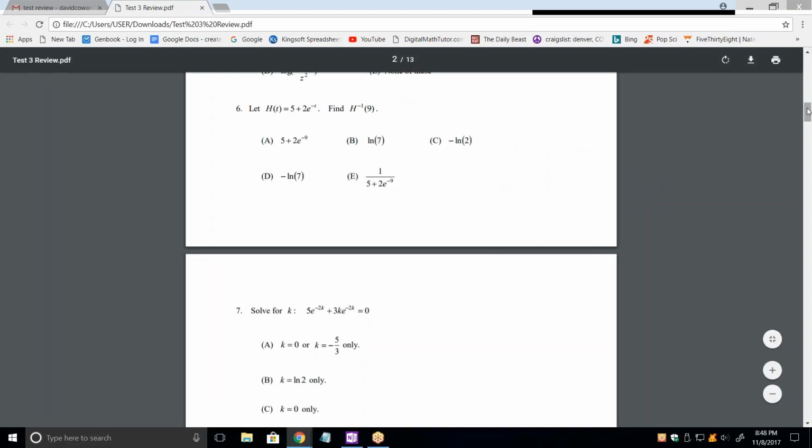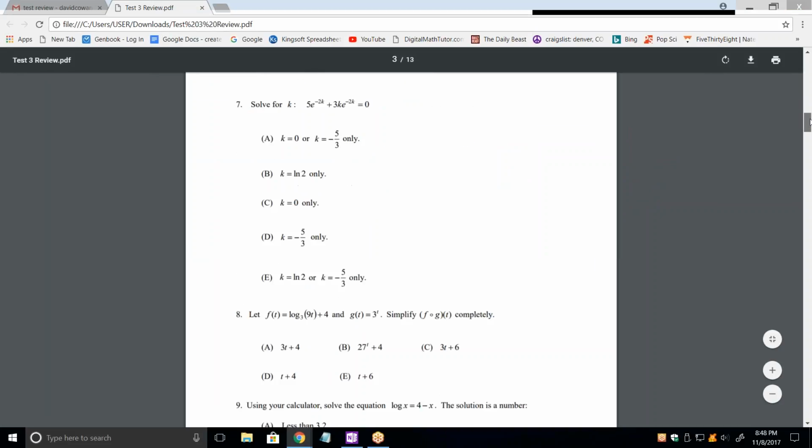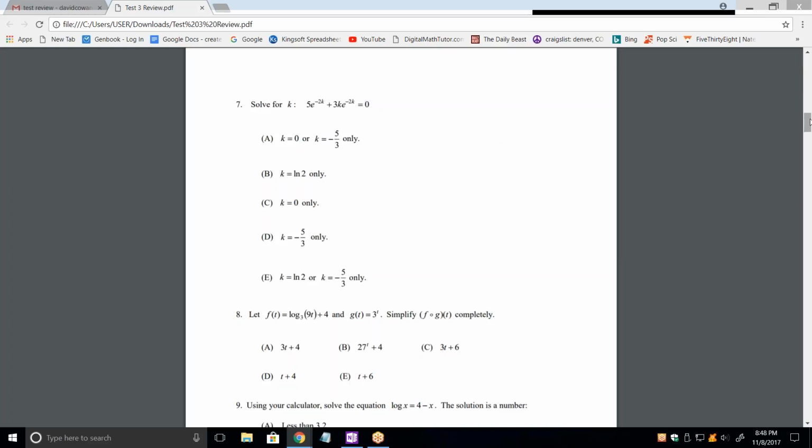Okay, let me scroll down again here. How many total problems are on this PDF? A lot. I don't know how much are actually going to be on the test, because his tests aren't that long. Yeah. The test is tomorrow? Yeah. Okay. His tests aren't usually super long.